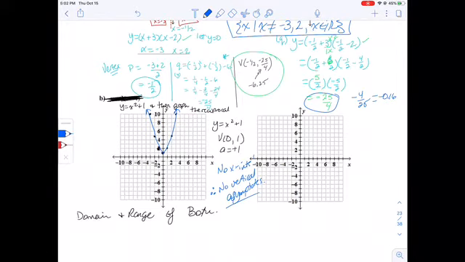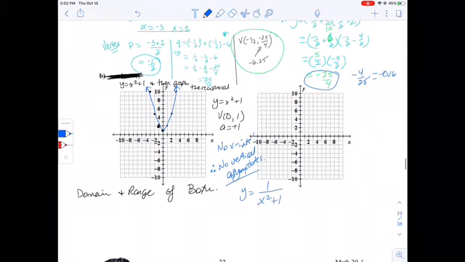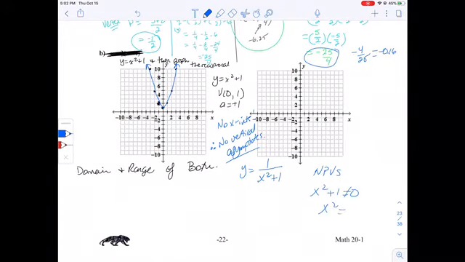Okay, there's no non-permissible values here. If I look at the equation y equals 1 over x² plus 1, no matter what goes in for x, if I square that and then add 1, this will never be equal to 0. In fact, if we try to solve for the non-permissible values, we get x squared plus 1 can't equal 0.